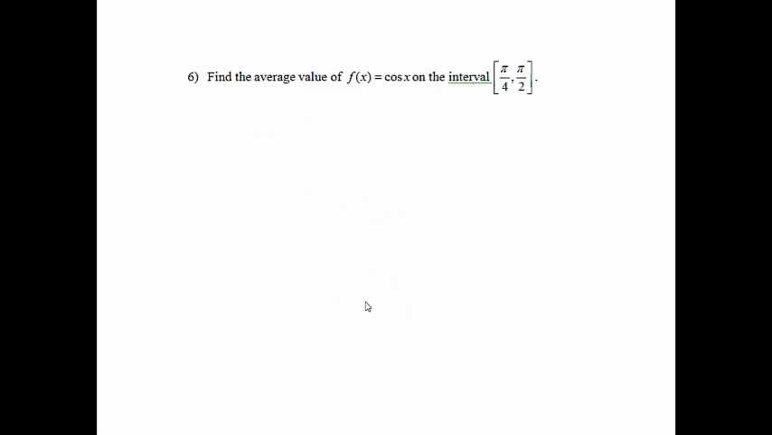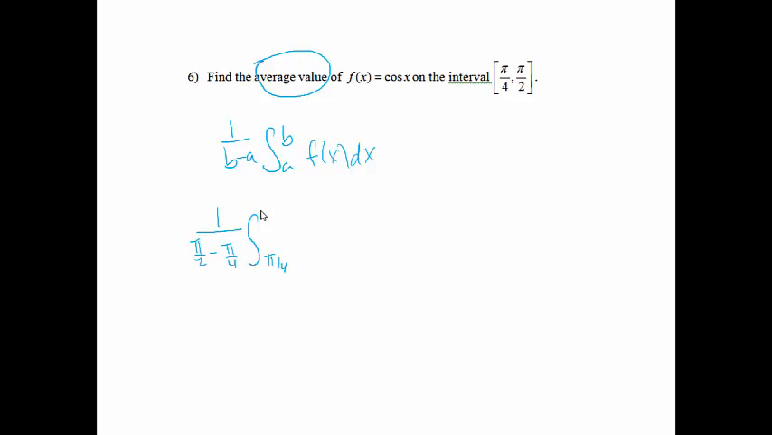Okay, number 6, find the average value of f of x equals cosine x on the interval pi over 4 to pi over 2. Okay, average value, 1 over b minus a times the integral from a to b of the function. So I'm going to do 1 over b minus a. I'm going to have 1 over pi over 2 minus pi over 4 times the integral from pi over 4 to pi over 2 of the function, which is cosine x, and then dx.